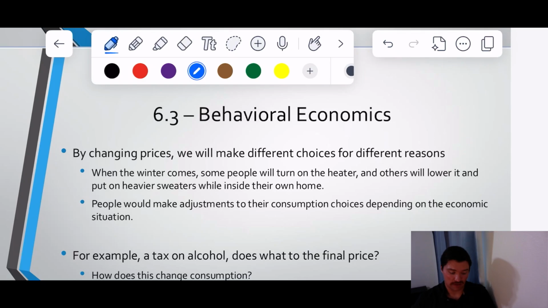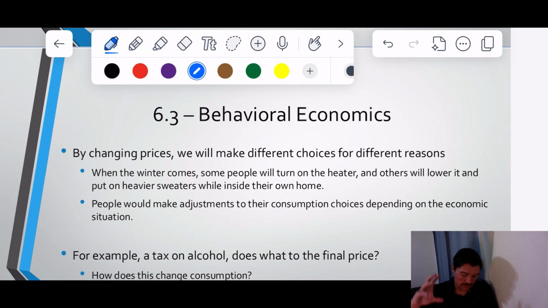Now let's talk about behavioral economics. So by changing prices, we will have different choices for different reasons. Like when the winter comes, some people will like to turn the heater on, others will lower it and put on heavier sweaters while they're inside their home. It really depends on their marginal utility and how they're going to adjust their budget given the prices of other goods, income effect, substitution effect, right?